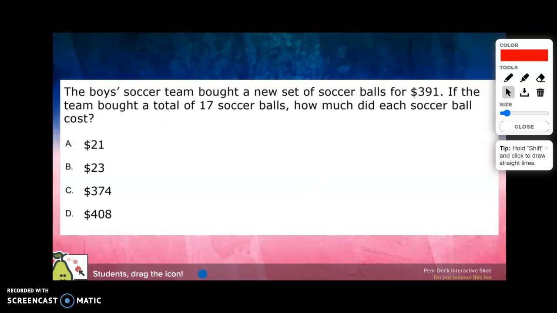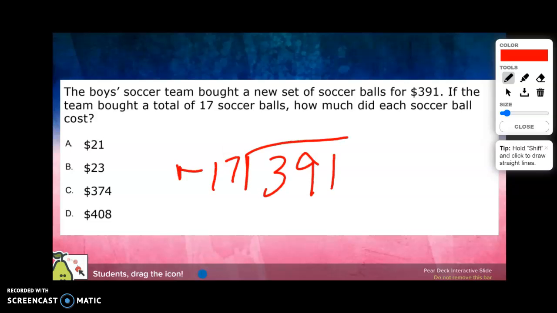A boys soccer team bought a new set of soccer balls for $391. If the team bought a total of 17 soccer balls, how much did each soccer ball cost? So we are going to have to divide 391 divided by 17. I'm going to round this to 20 to make it easier. So the multiples of 20 are 20, 40, 60, 80, 100.